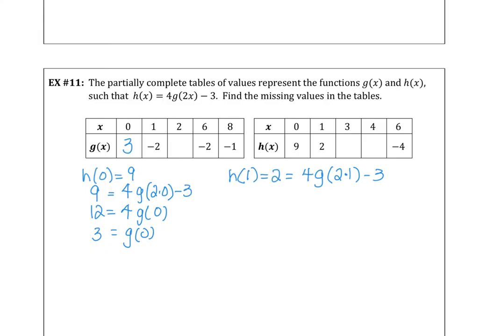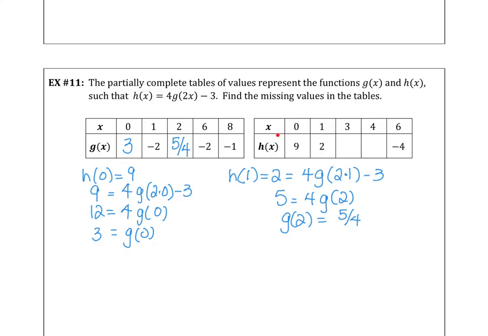Then the g of 2, 4 times the g of 2, so 2 plus 3 is 5, and 4 times the g of 2 gives me a g of 2 value of 5/4 or 1 1/4. So the g of 2 is 5/4. We've completed the entire g of x table.